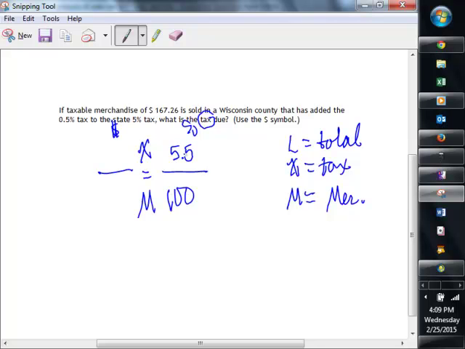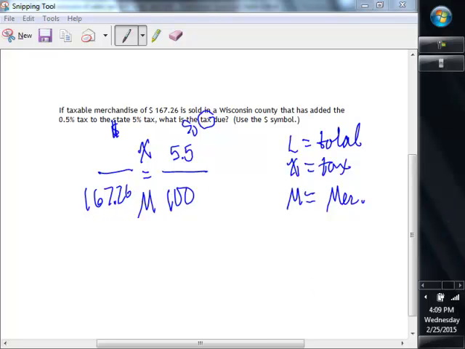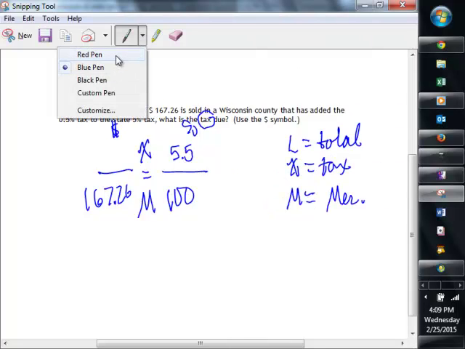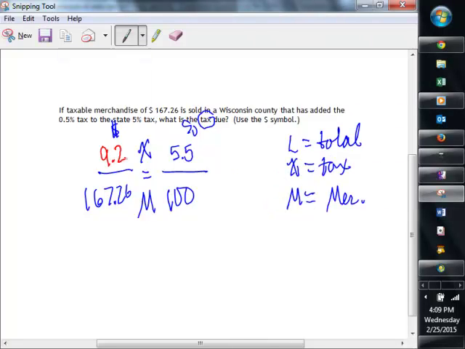Do you see the difference between this one and the one we just did? 167.26 is the total amount of merchandise sold. So now we just need to use our calculator. 167.26 times 5.5 divided by 100 to find that we have $9.20 is the amount of tax due. Let's look at the next one.